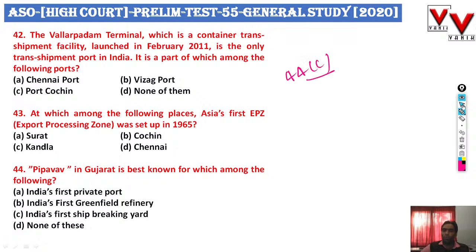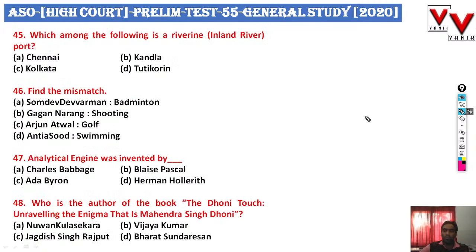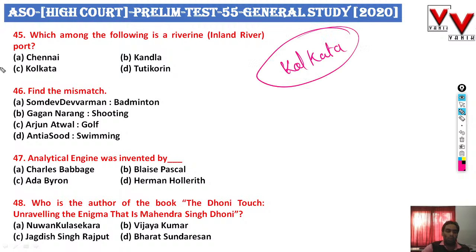Now we are going to proceed further and discuss the next question, the 45th: which among the following is a riverine port? That is Kolkata port. Kolkata port is the only riverine port in India, which means it is an inland river port. So for question 45, the right answer is C.